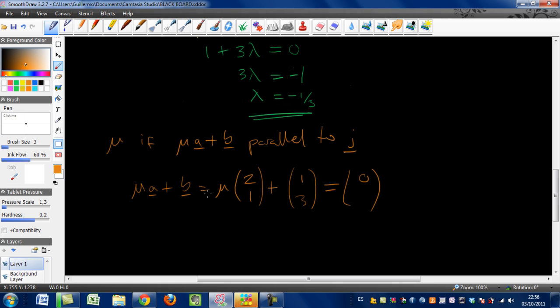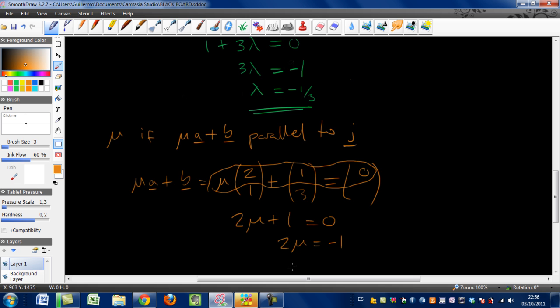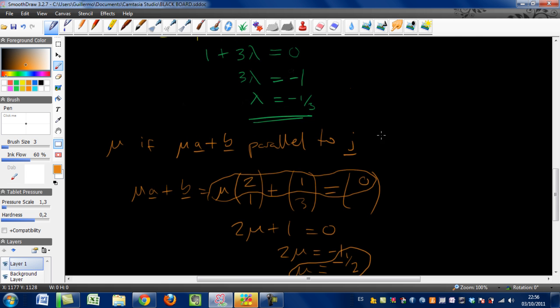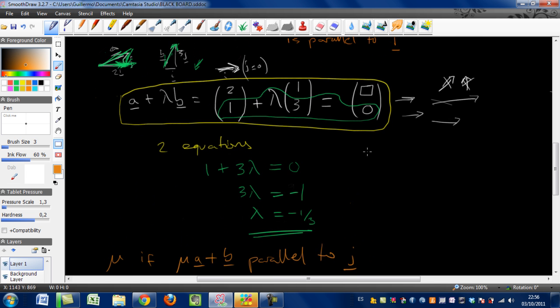So now we take this equation, the top, which is the one that we're interested in, and we say 2 mu plus 1 is equal to 0. Therefore, subtract 1 from both sides, we get 2 mu is equal to minus 1. And running out of space here, but mu, if we divide both sides by 2, is minus 1 over 2. So mu is minus 1 over 2, and we've solved the second one. So you can see that can be really done quite quickly once you get the knack of it.